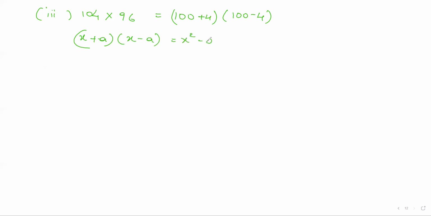Next, the third question is 104 multiplied by 96. The common factor can be 100. 104 is exceeding 100 and 96 is less than 100. So it is 100 plus 4 into 100 minus 4. Now this becomes much simpler because here you use the property x plus a into x minus a will be equal to x square minus a square. Here your x is equal to 100 by comparison and a is equal to 4.